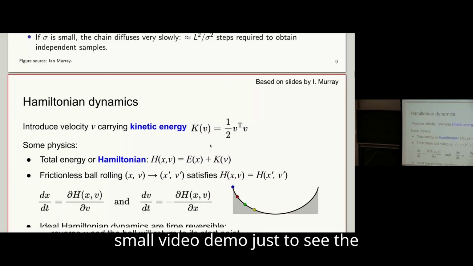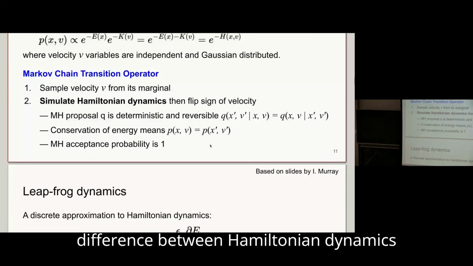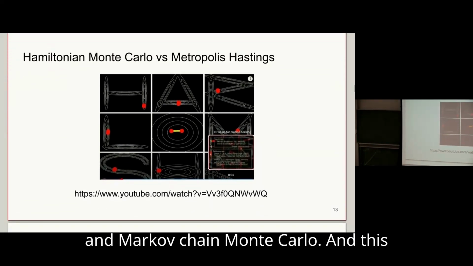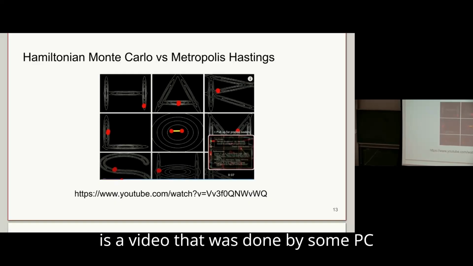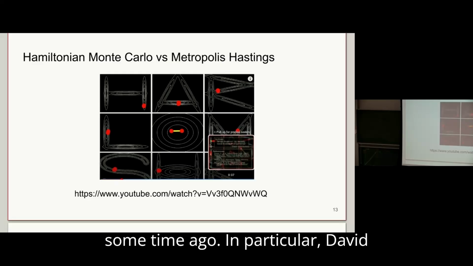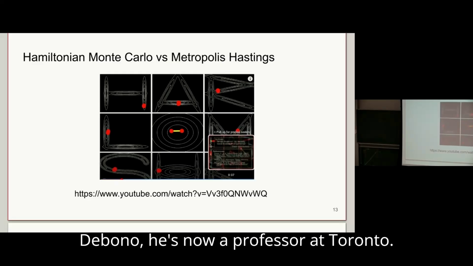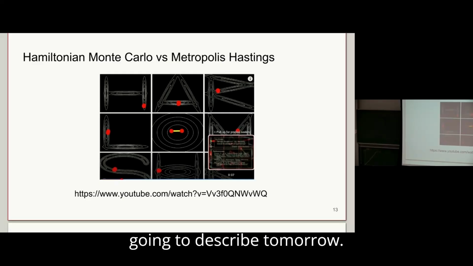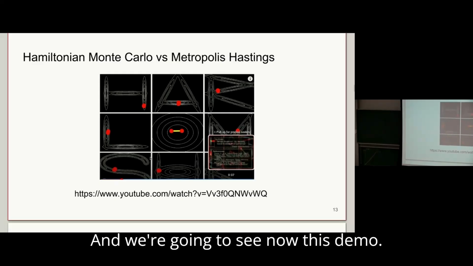I had a small video demo just to see the difference between Hamiltonian dynamics and Markov chain Monte Carlo. This is a video that was done by some PhD students from the Cambridge group quite some time ago. In particular, David Duvenaud. He's now a professor at Toronto. He's actually one of the guys that came up with some of the methods that I'm going to describe tomorrow. And we're going to see this demo now.